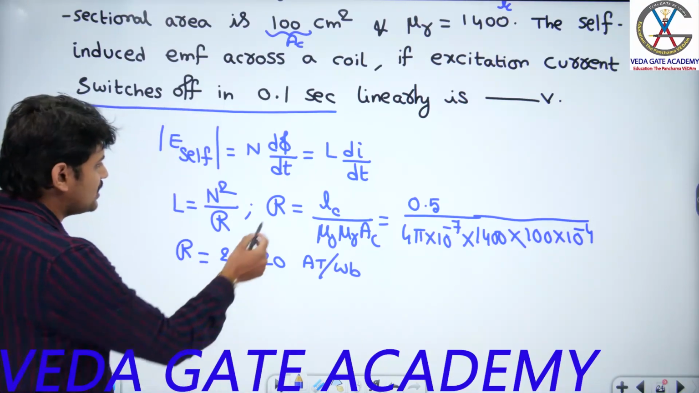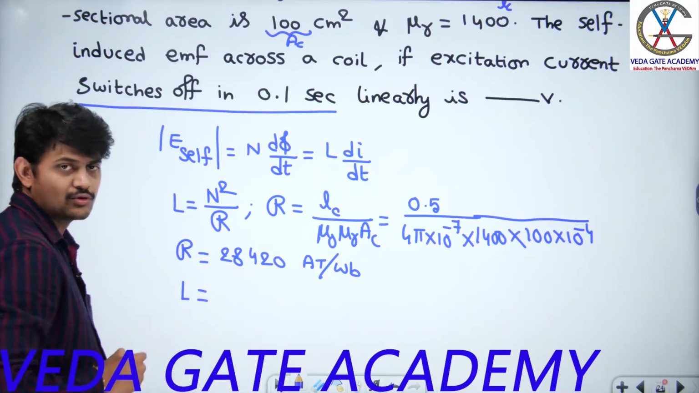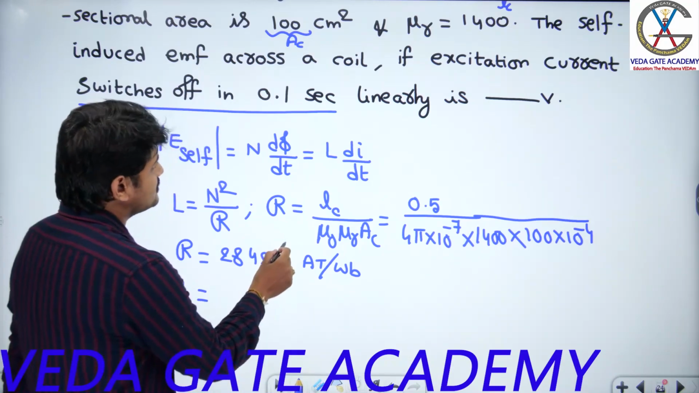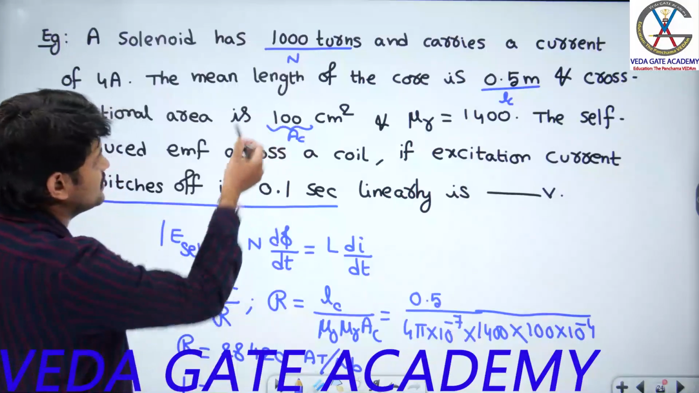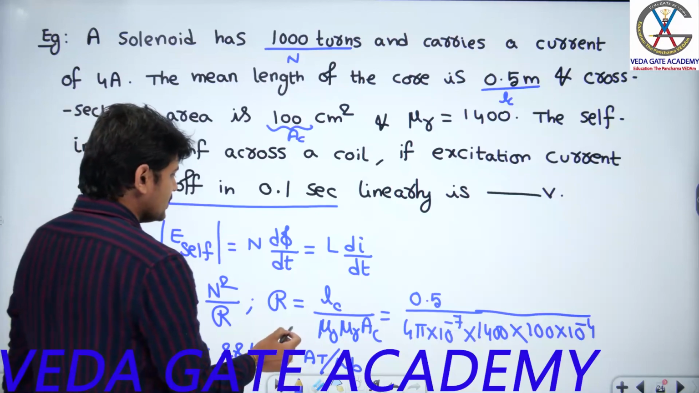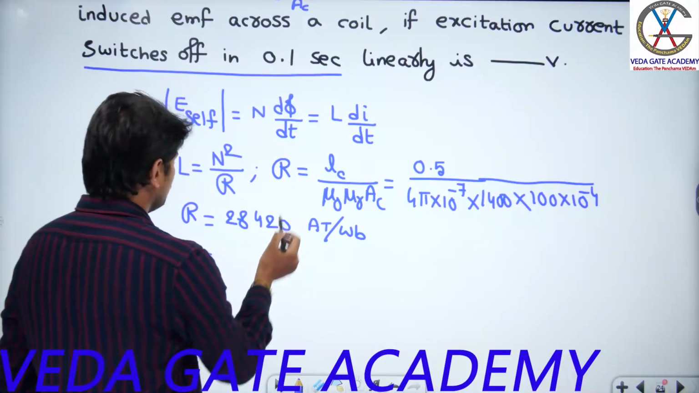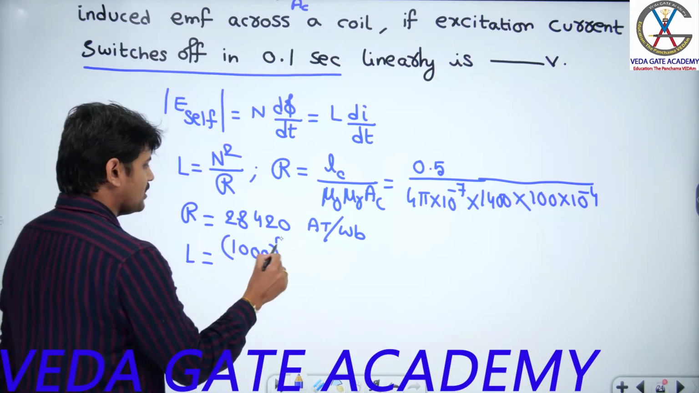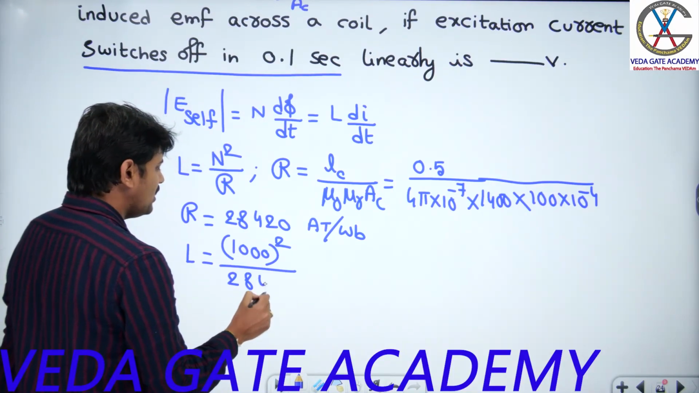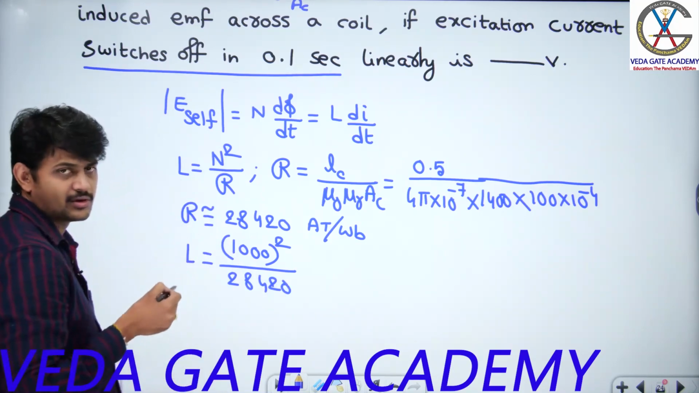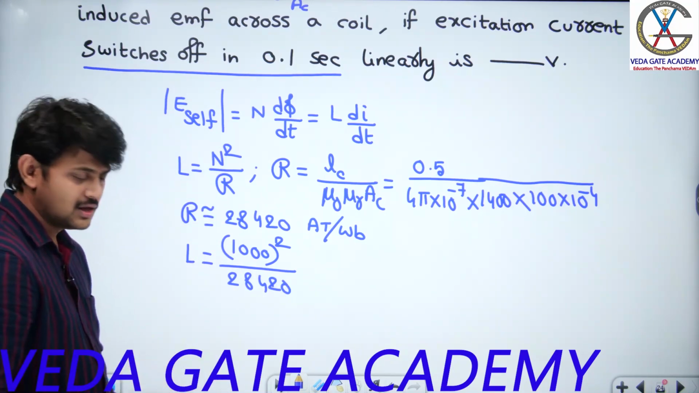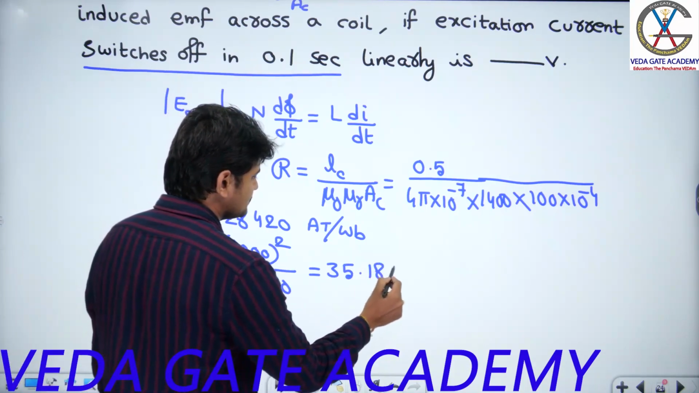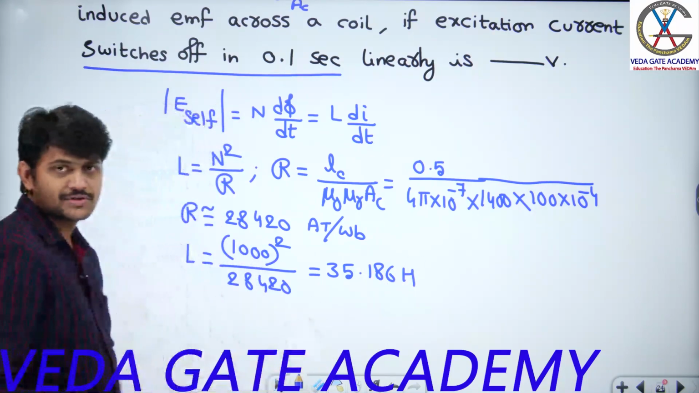Now, once I know the reluctance, I can calculate the coefficient of self-inductance, N square divided by reluctance. Already they have given the value of N, right? So what is the value of number of turns they have given? 1000. So if I substitute that N value over here, then I will get L. So 1000 square divided by the reluctance, 28420. I have rounded it off to 28420. If you are getting the exact value, you can mention that. After the simplification, you are going to get 35.186 henries. This is my coefficient of self-inductance.